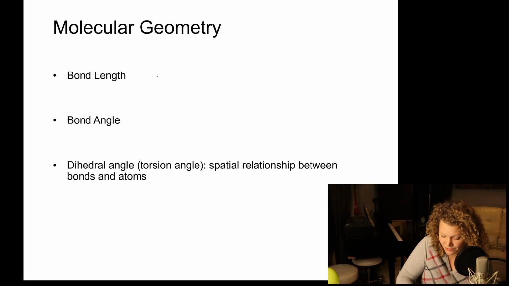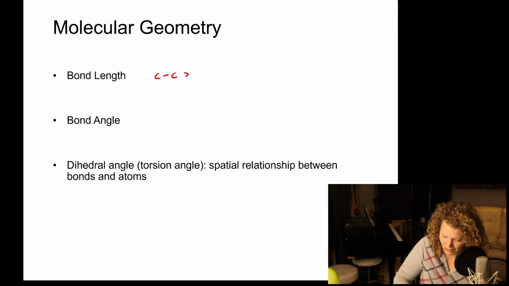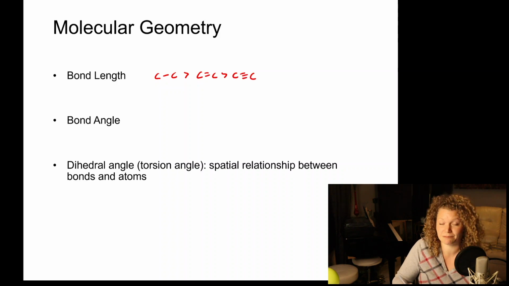In today's video, we are looking at linear alkanes, and in particular, we are looking at their molecular geometry. Now, we've already gone over some aspects of molecular geometry. We've looked at orbitals that have helped us understand bond lengths and bond angles. So bond lengths, for example, we know that a carbon-carbon single bond is longer than a carbon-carbon double bond, which is longer than a carbon-carbon triple bond.